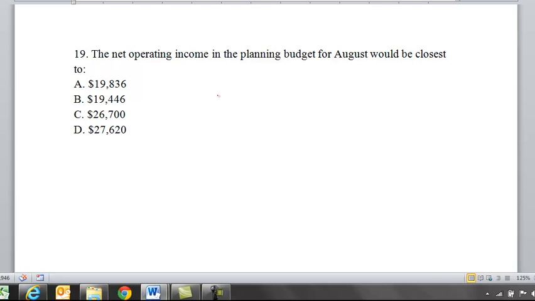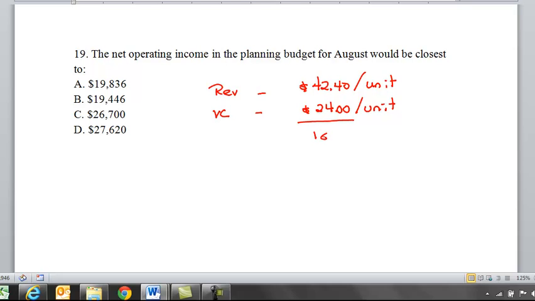So first thing we want to know is that revenue is $42.40 per unit. And then we can look at our variable costs, which we know is $24 per unit. So if we take the difference, that gives us a contribution margin per unit of $18.40.